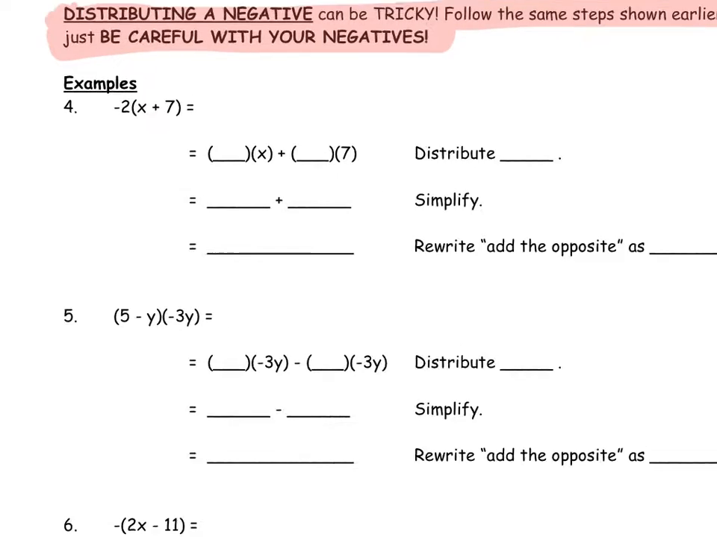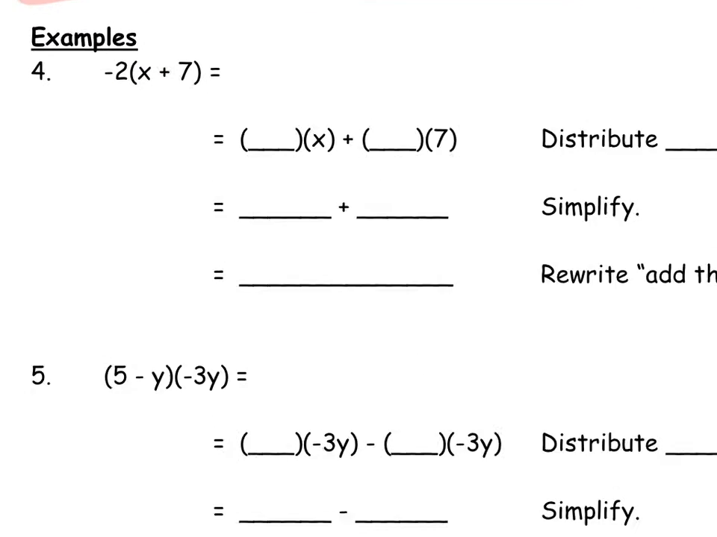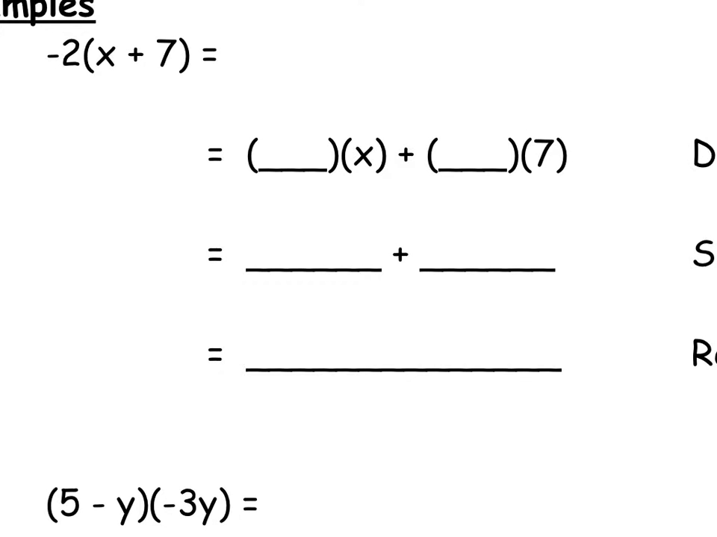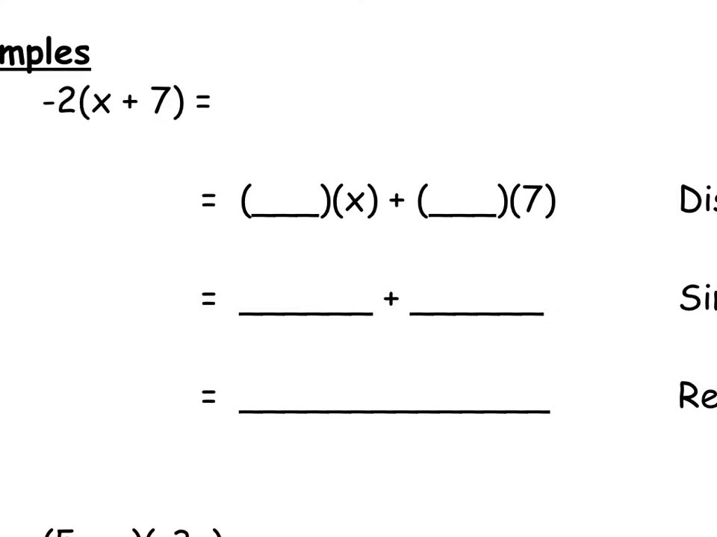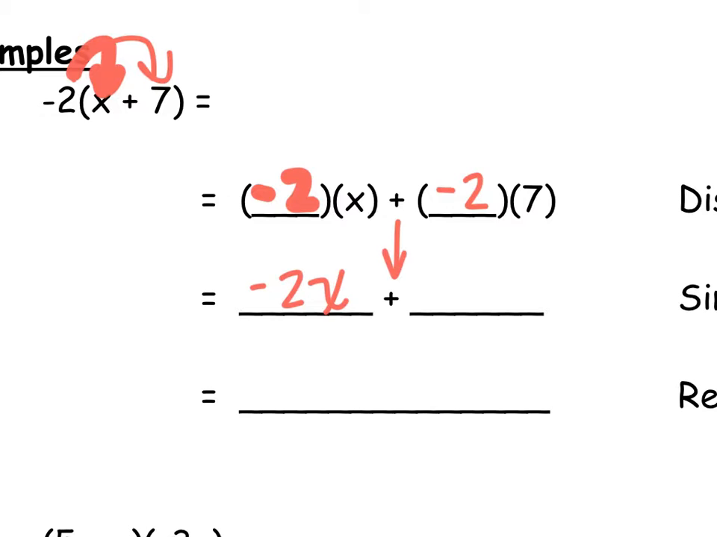Let's do our first example. Things haven't changed, what we're multiplying or how we're multiplying. So you're going to do negative 2 times x, so negative 2 times 7. When we multiply, we get negative 2x. Positive sign comes down. Negative 2 times 7 is a negative 14. You can rewrite this as negative 2x minus 14.